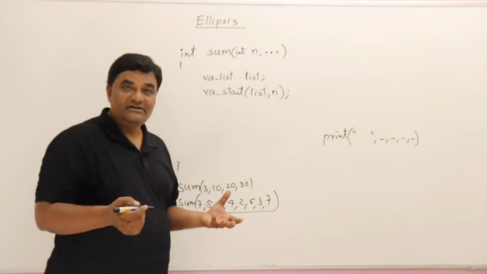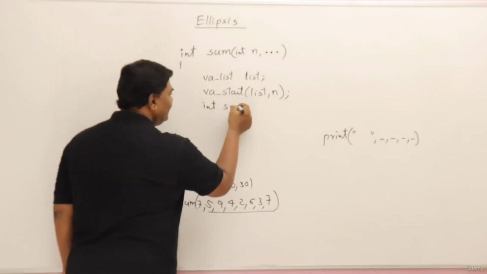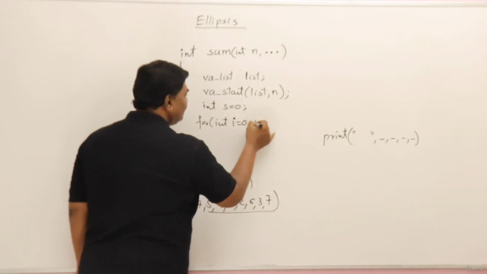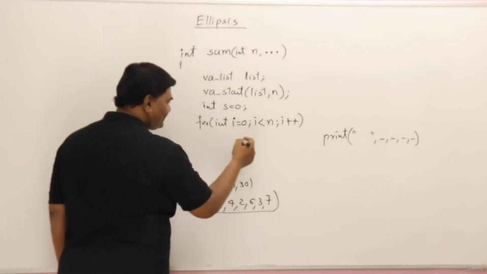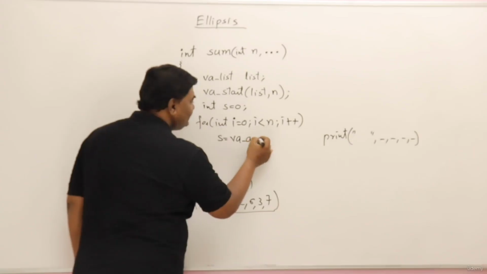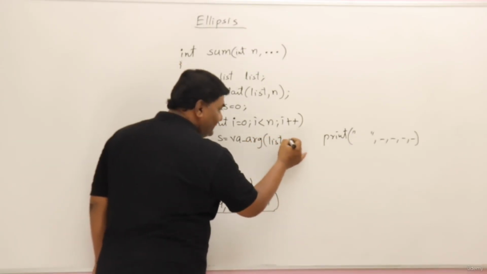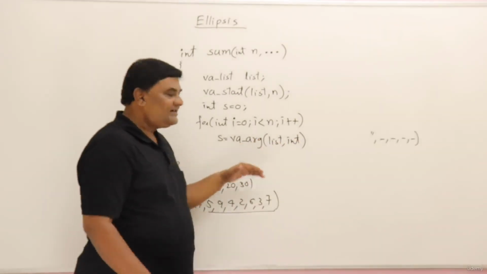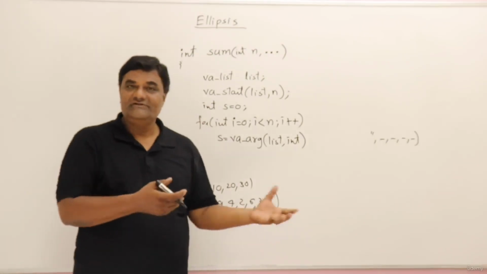So simply I will try to find the sum of all the elements. For that I will take one variable s, that is 0. Now for integer i assigned 0, i less than n, as n elements are there, and i plus plus. For this many times I will iterate, and s is assigned va_arg, which is a function that will take the list, and I have to mention the data type also here. va_arg will go on getting the elements one by one because it is written inside a for loop.